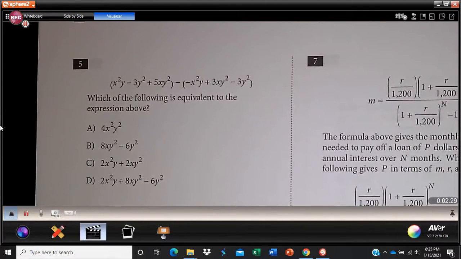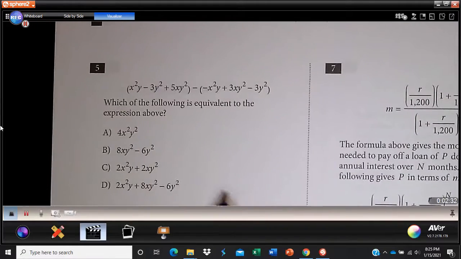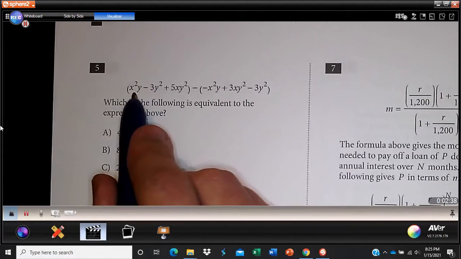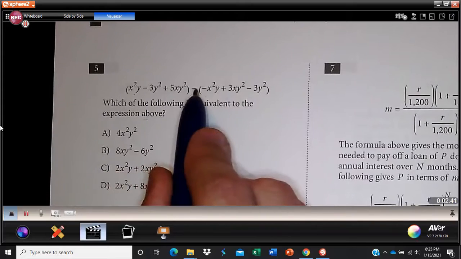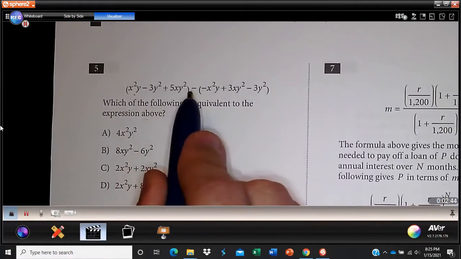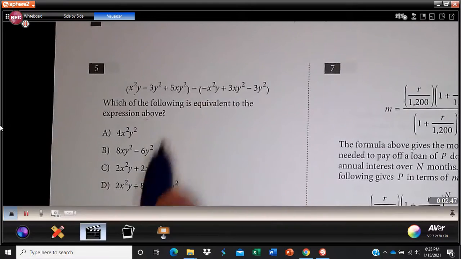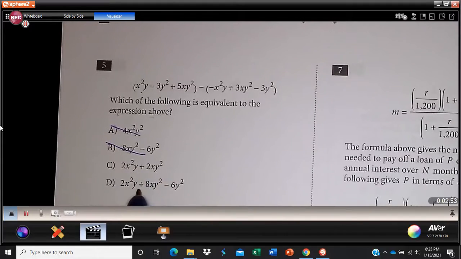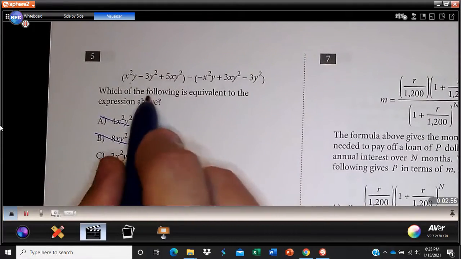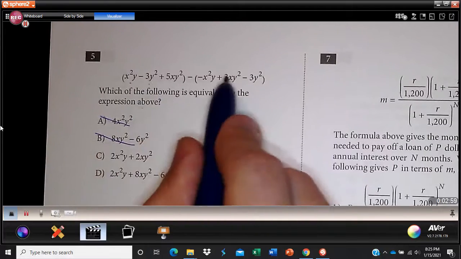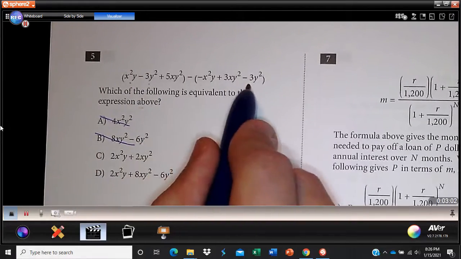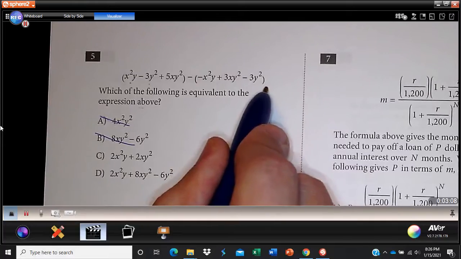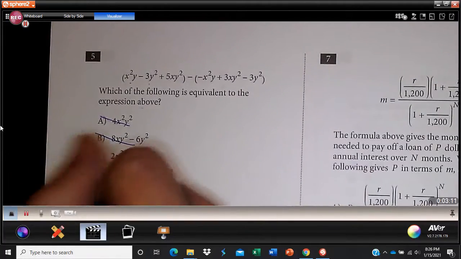Okay, 5. Notice how I didn't even read that problem. I just got the important stuff and then moved on. Okay, it's equivalent to the expression, so I'm going to simplify. That's x squared y plus x squared y, and there's no other x squared y, so that's 2x squared y's. So it's either C or D. Okay, 3y squared, 3y squared, but it's a plus of 3y squared. So minus 3 plus 3, that's 0. So it's not D, it's C.